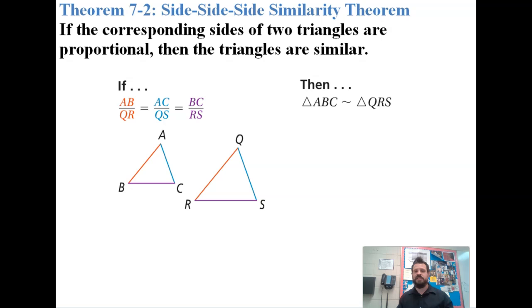We have the same thing with the side-side-side similarity theorem. It says that if the corresponding sides of two triangles are proportional, then the triangles are similar. So again, we're not talking about two triangles with all sides congruent. We're talking about all sides proportional, as in the ratios of each of those sets of corresponding sides are equal. Well, if that's the case, we know the triangles are similar. All the angles will be congruent, and all the sides will be proportional.